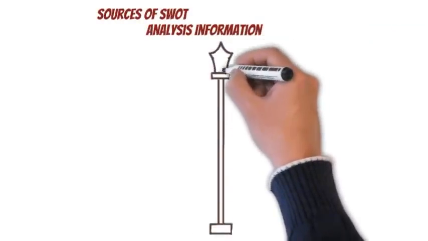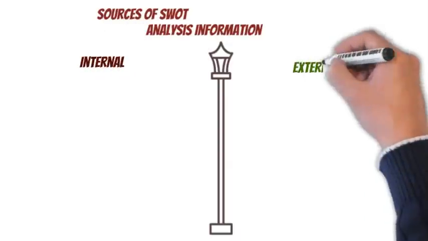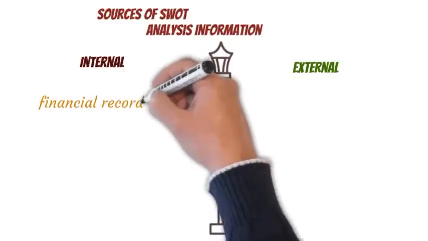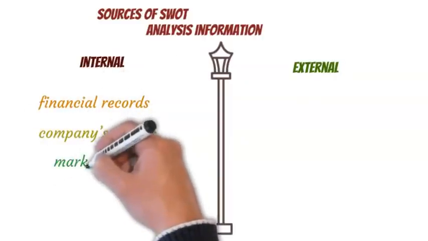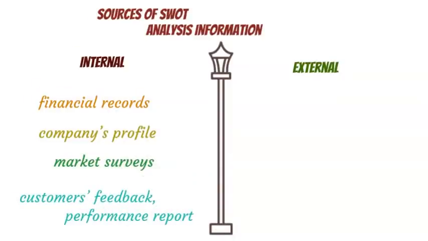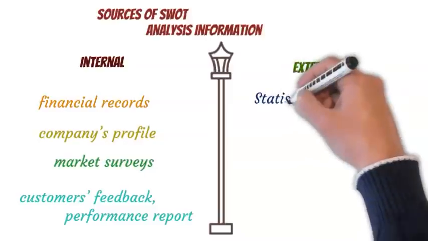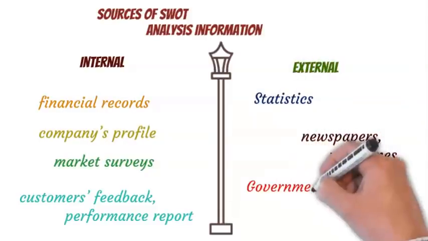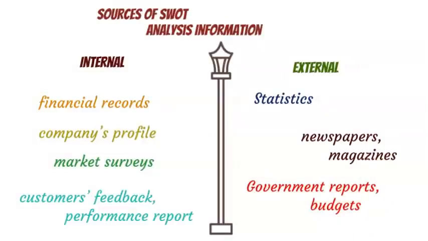Sources of SWOT analysis information. Since SWOT analysis deals with factors that are internal and external to a business, SWOT analysis information can be derived from documents that are internal to organizations such as financial records, company's profile, market surveys, customers' feedback, performance reports, etc. While external sources include statistics, newspapers, magazines, government reports, budgets, etc.